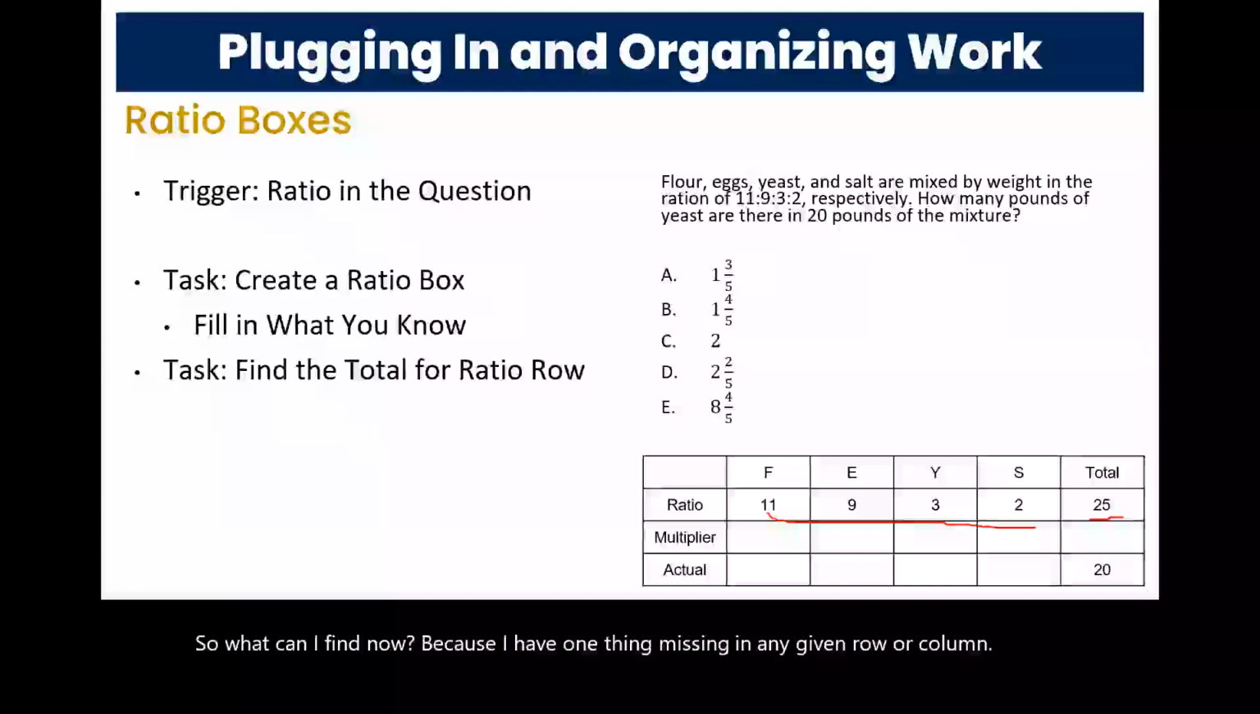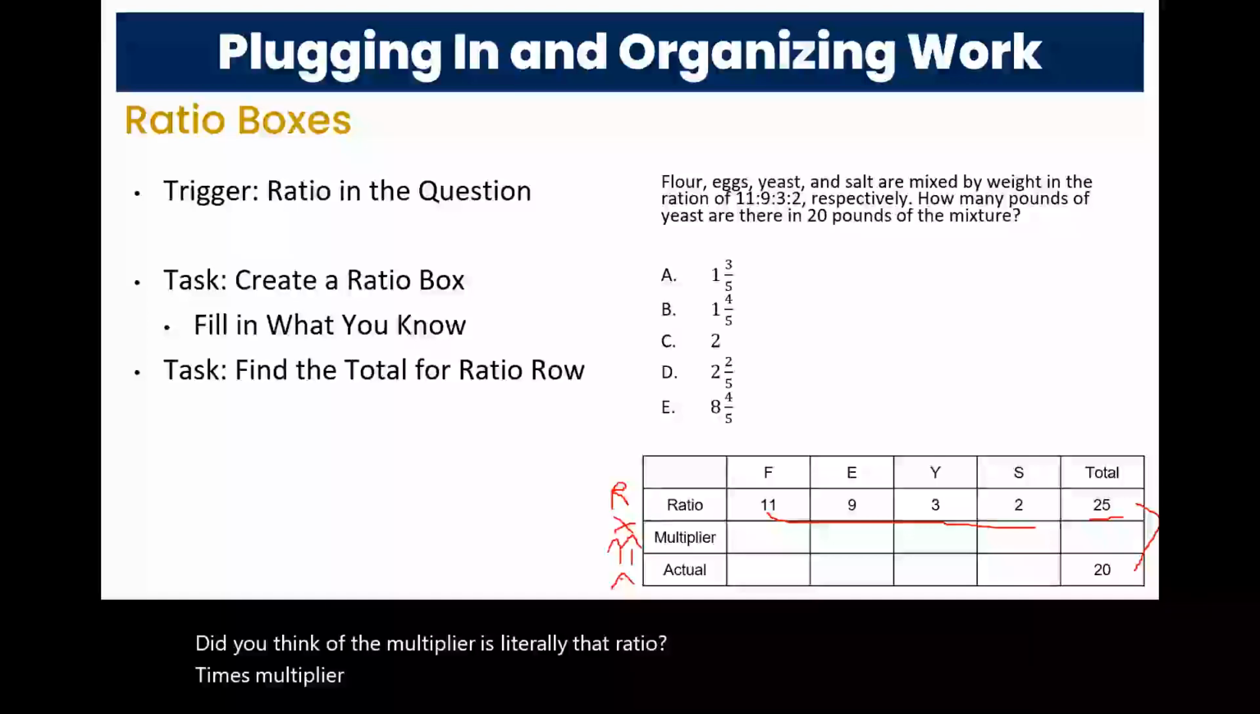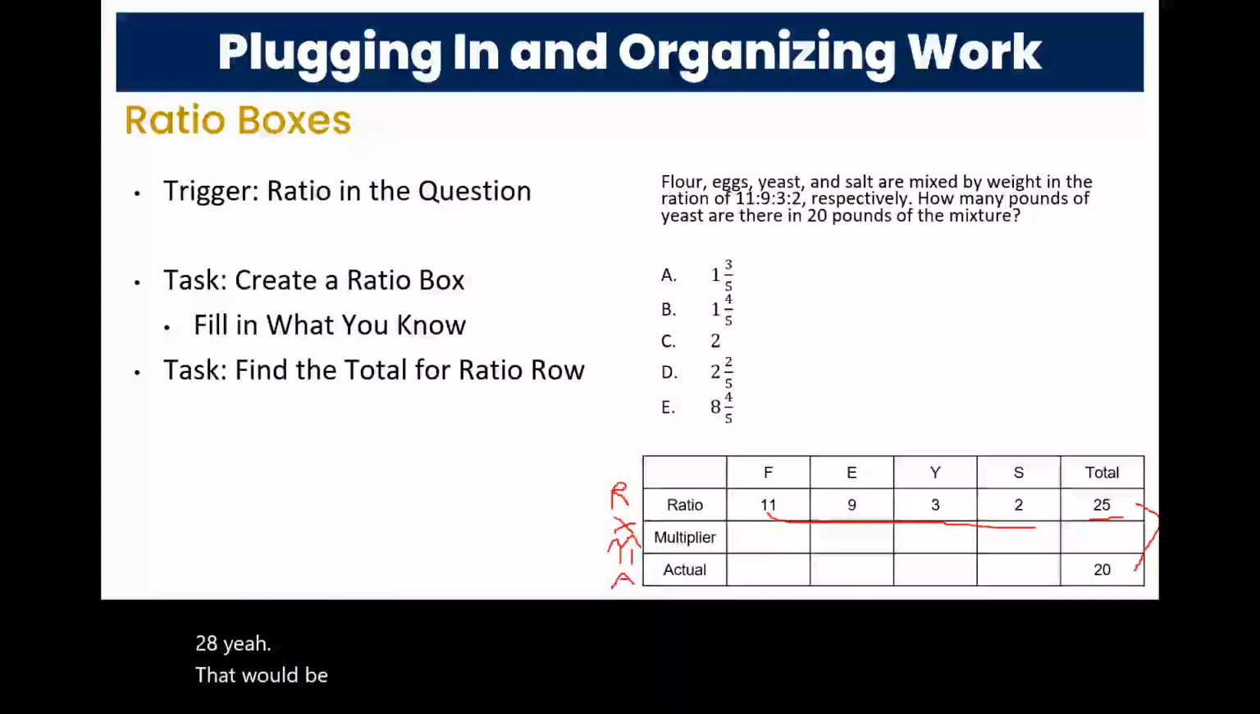I can find what my multiplier is, because I have 20 and 25. 25 times what fraction would give me 20? Because you're thinking of the multiplier as literally that: ratio times multiplier equals actual. Yeah, that would be 0.8 or 4/5.